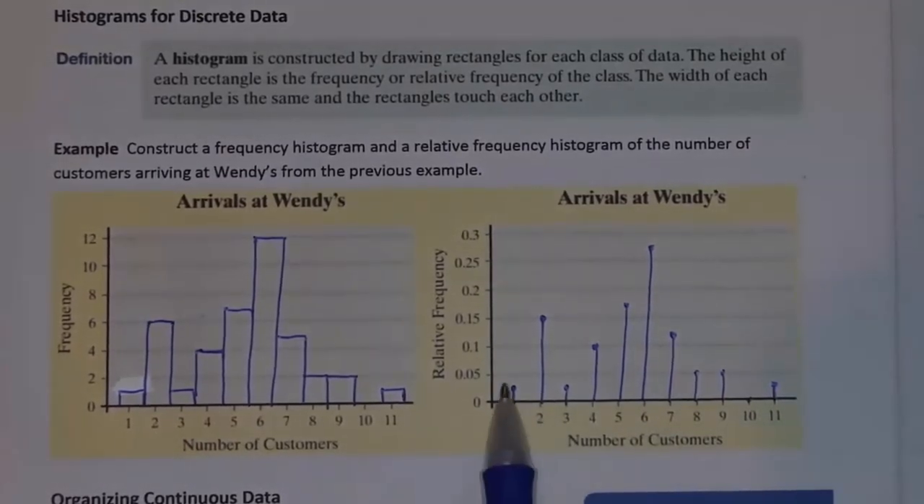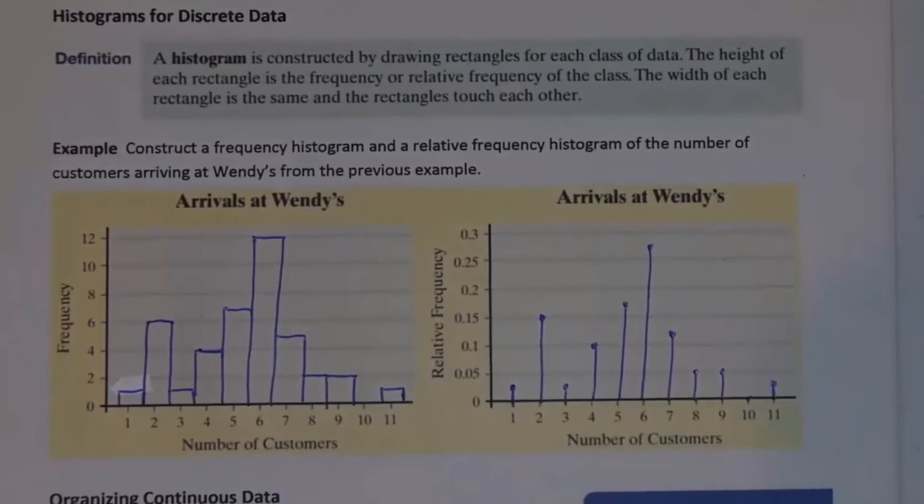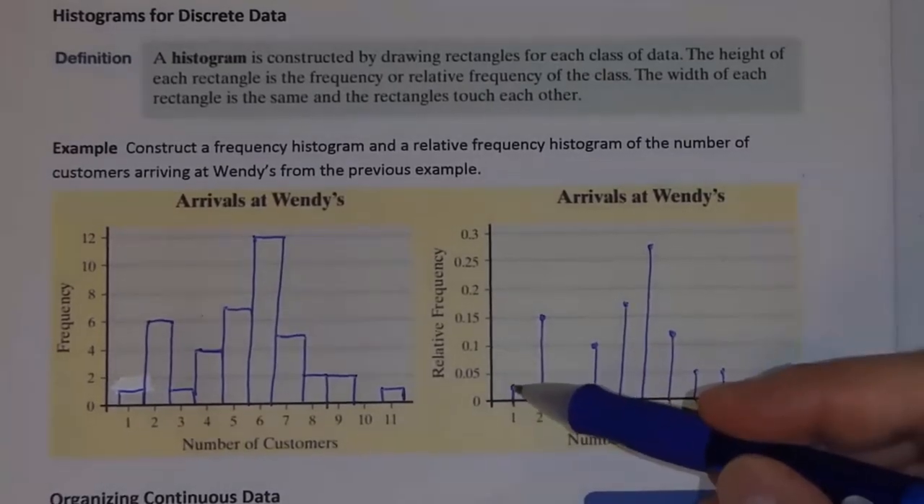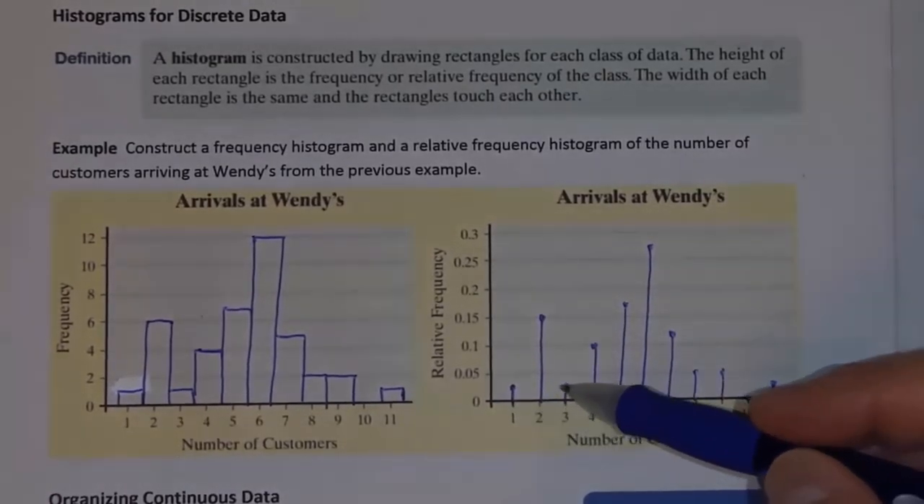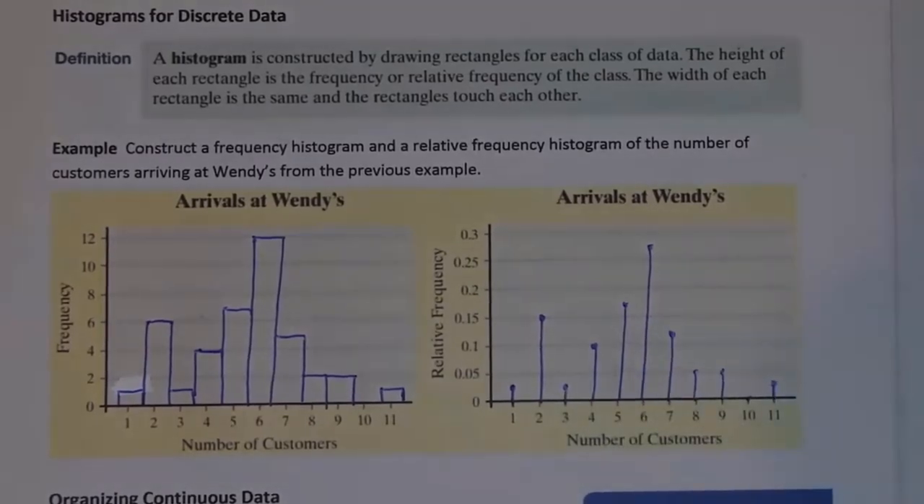Now again, to be clear, I could have used rectangles here, just like I did here, and it would still be a relative frequency histogram. But this technique is becoming more and more common. You would see this kind of graph frequently because this vertical line indicates that we have discrete data. That line's literally representing 1. That line's literally representing 2 and 3 and so on.